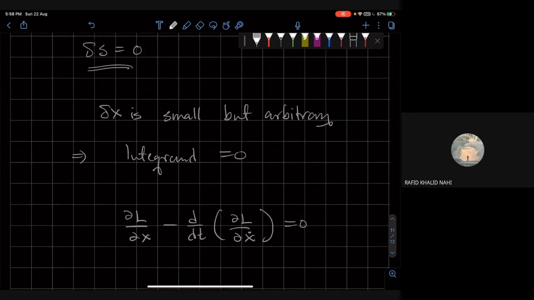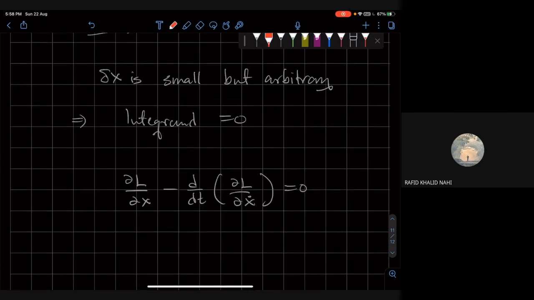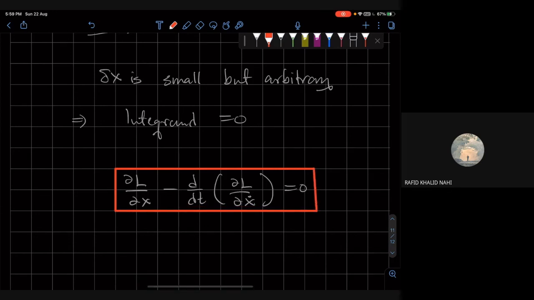And this is the Euler-Lagrange equation, okay? If you're a physicist, you will need this equation for the rest of your life.